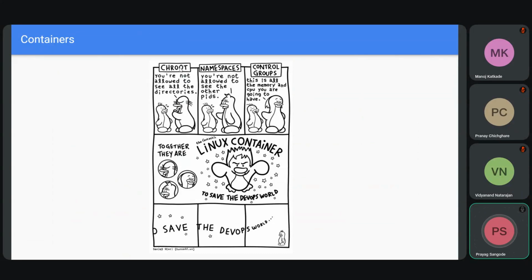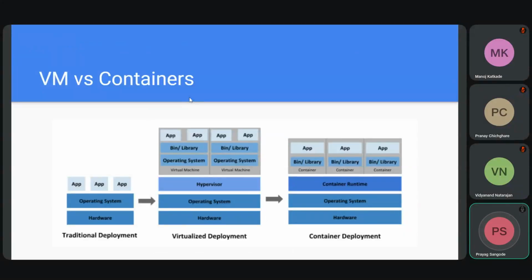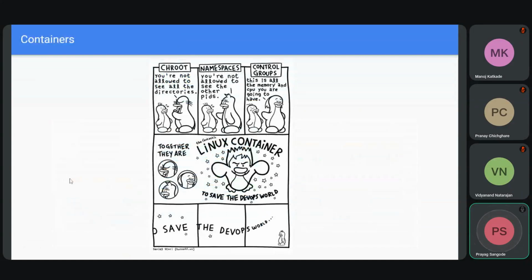In containers, there is a concept called chroot. In chroot we are not allowed to see all the directories; we are restricted. As you see in the previous slide, all three containers are isolated. They won't interact with each other. They cannot see each other's directories and files. So this feature helps us in creating a container.